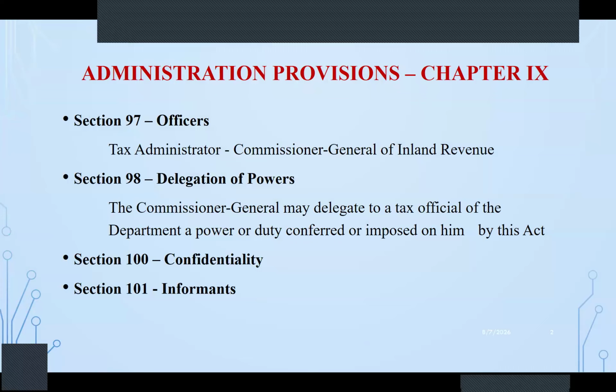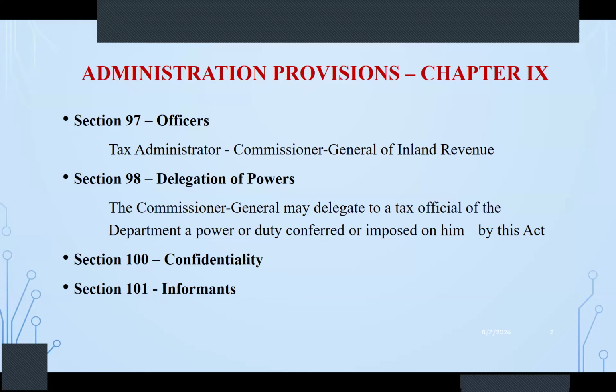Then officers. Section 97 says who are the officers. They are the tax administrator, the Commissioner General of Inland Revenue. Section 97 says who are the officers who should do these activities. Mainly, the Income Tax Act administrator is the Commissioner General of Inland Revenue. So she or he can delegate powers under section 98 to all IRD officers.